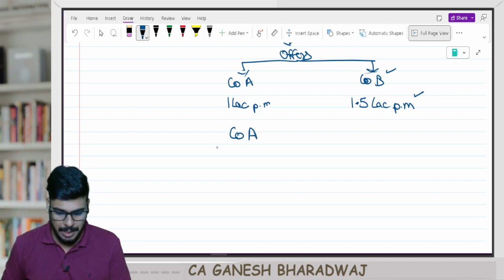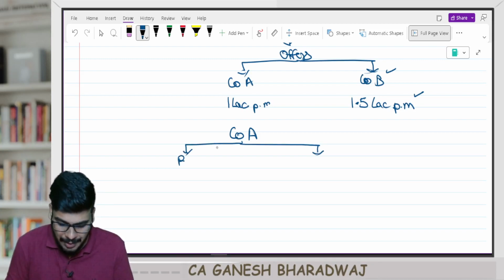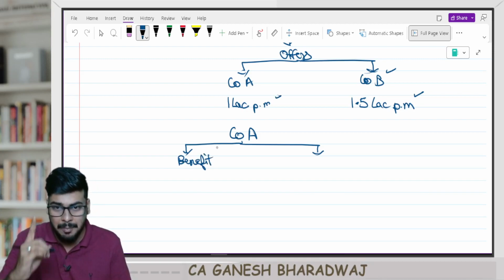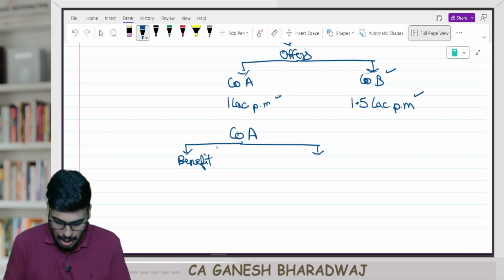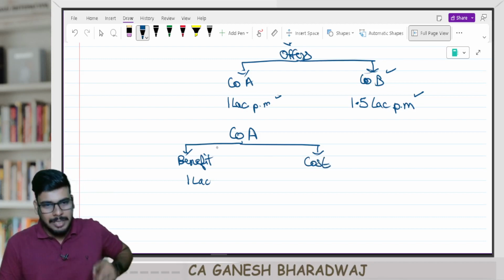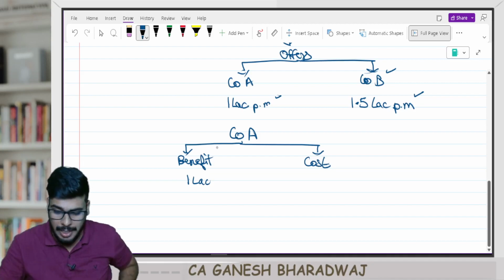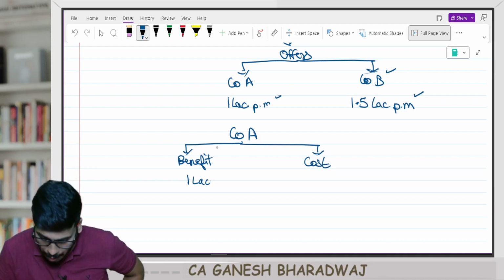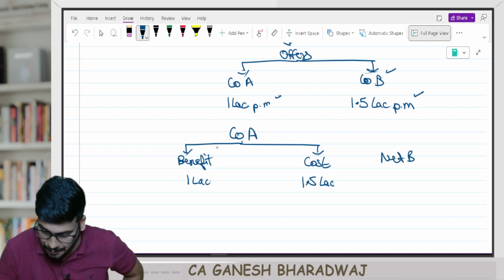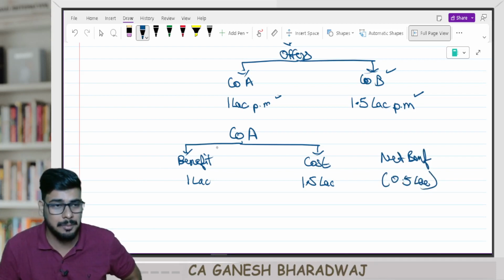Now, simple guys, let us say I am choosing company A. What is the benefit that I get if I choose company A? Every month I will get 1 lakh rupees. Yes. But what is the cost? Because I am choosing company A, I cannot work in company B. Had I joined company B, I would be getting 1.5 lakhs. So the cost is 1.5 lakhs and the net benefit if I choose company A will be negative 50,000.